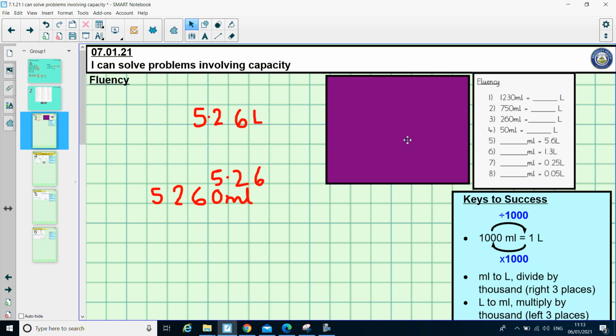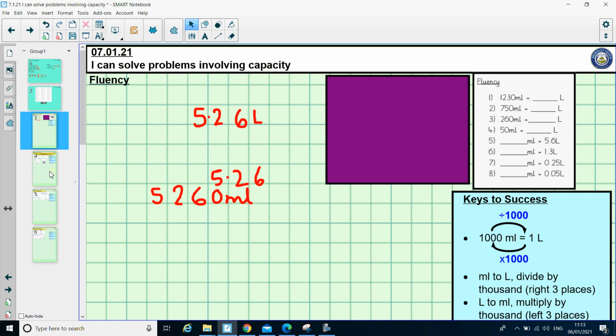Number 5, doing it the other way around then, 5.6 litres is 5,600 millilitres. Number 6, 1.3 litres is 1,300 millilitres. Number 7, 0.25 litres is 250 millilitres. And 0.05 litres is 50 millilitres.